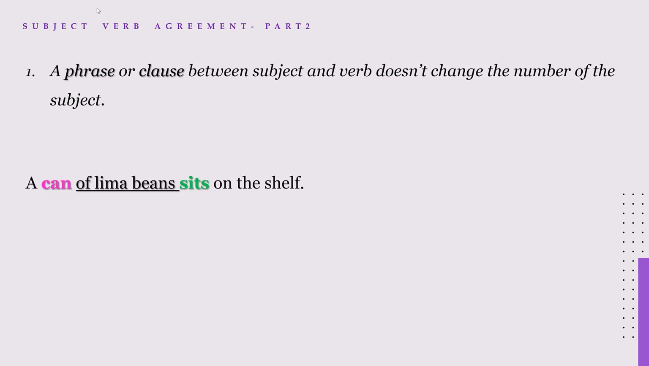A can of lima beans sits on the shelf. Let me explain. In this sentence, can is the subject. Of lima beans is a prepositional phrase. And sits is the verb. As you see, the verb agrees with the subject can, not with beans, so both subject and verb are singular.